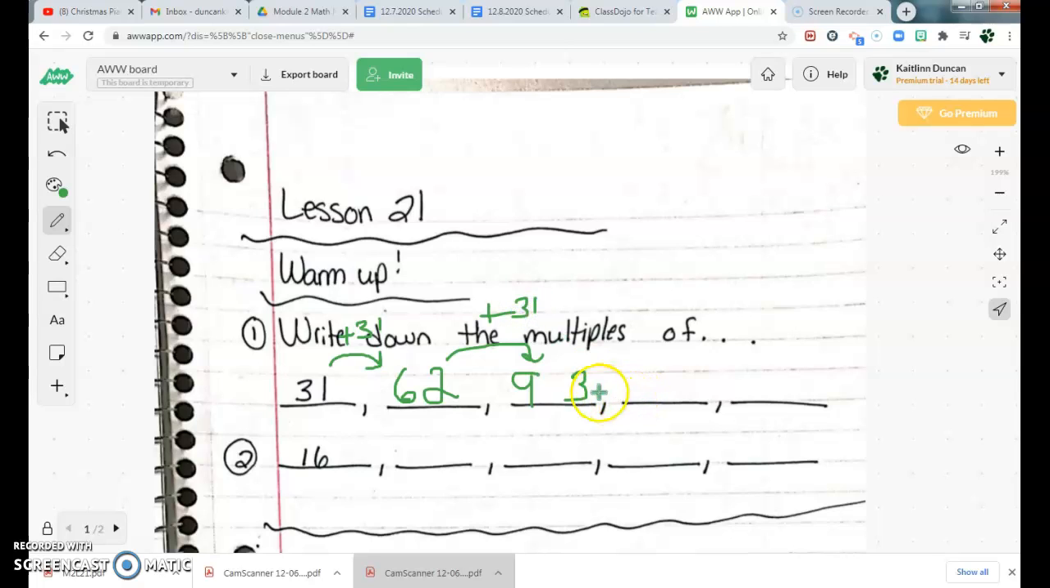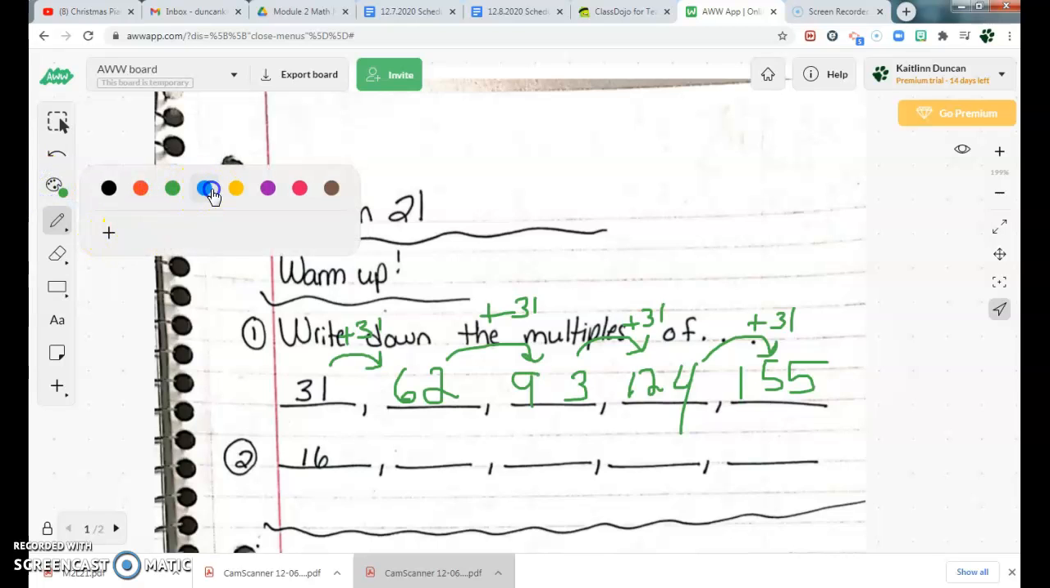Now I need to add another 31. 1 plus 3 is 4. 3 plus 9 is 12. So from here to here, I've added 31. And now I need to add one more multiple of 31 right here. 1 plus 4 is going to get me 5. 3 plus 2 is going to get me 5. And then I have that 1 left over. So from here to here, I've also added 31. Just knowing how to find the multiples, this is not something you should memorize necessarily, the multiples of 31, but knowing how to find the multiples is important.